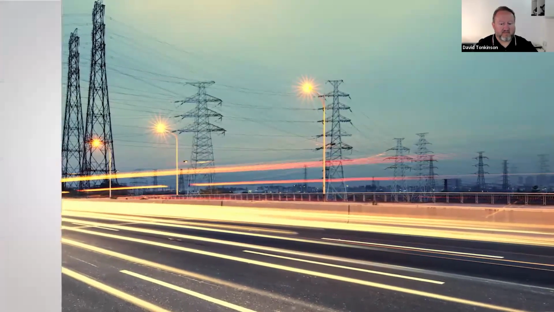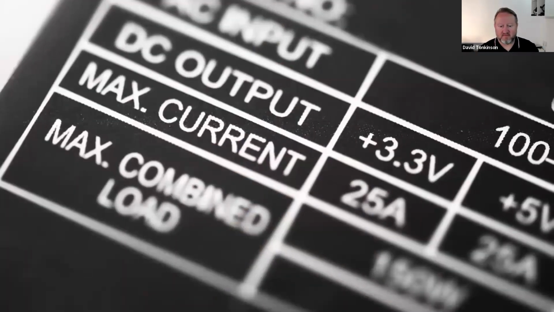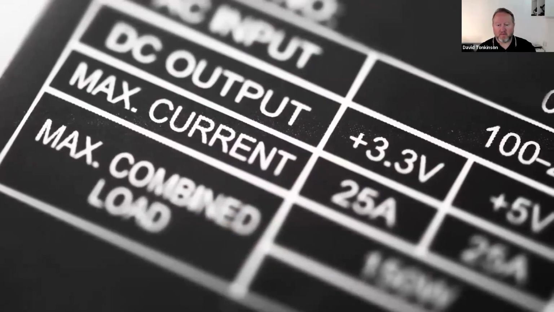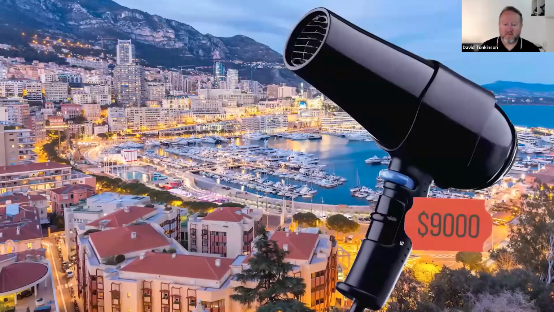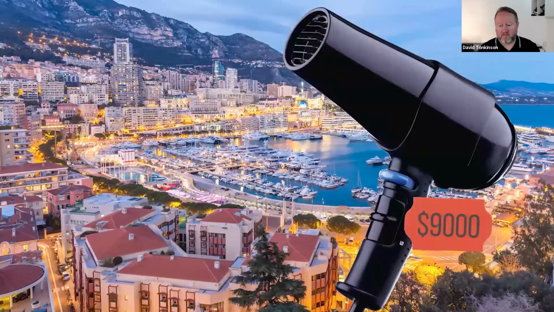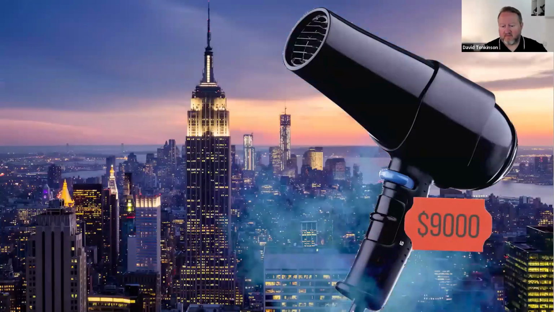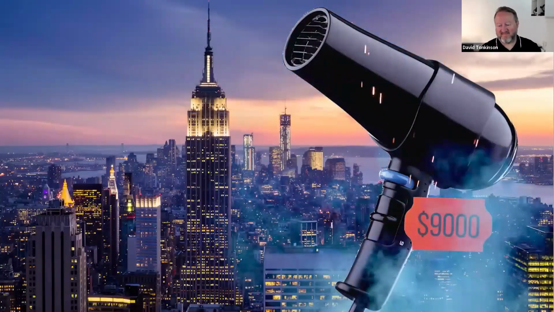And although voltage just measures how strongly electricity is being pushed through a circuit, it's important because many circuits are designed only to accept a certain number of volts, which is why the hairdryer you bought in Monaco might release magic blue smoke if you plug it in New York.